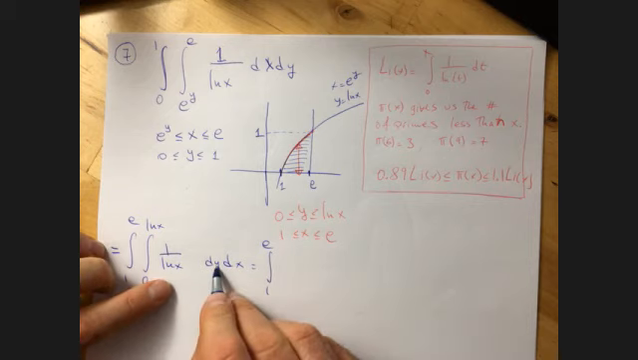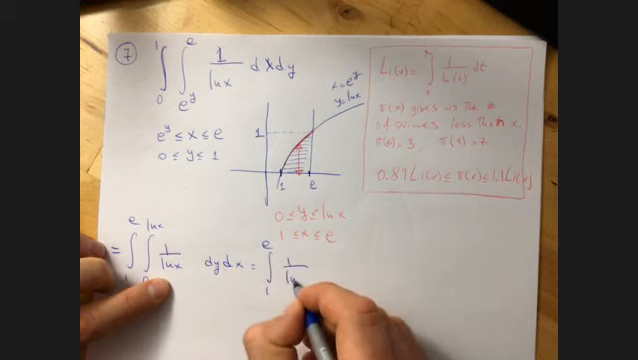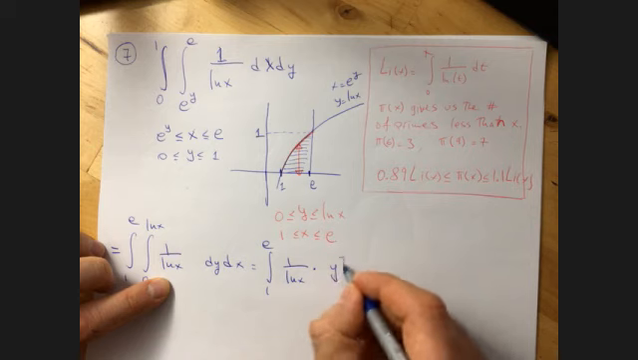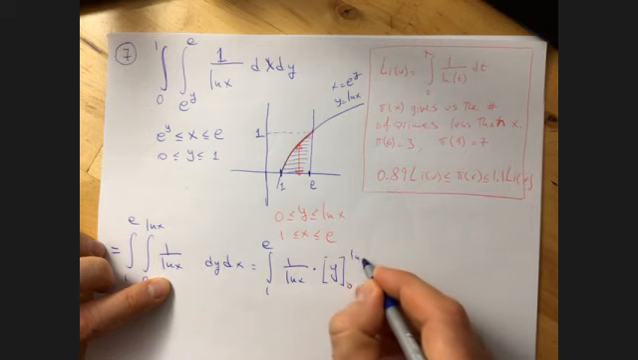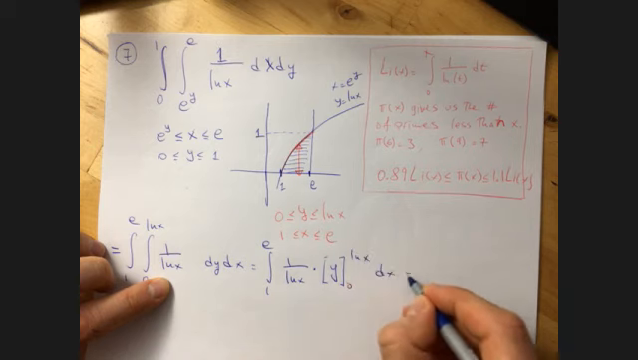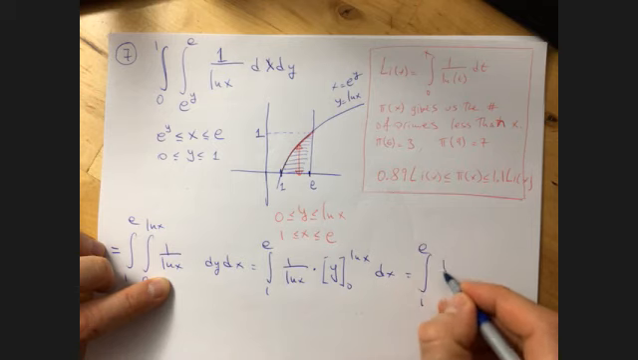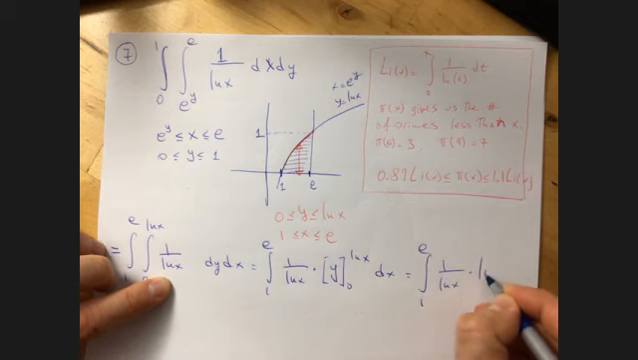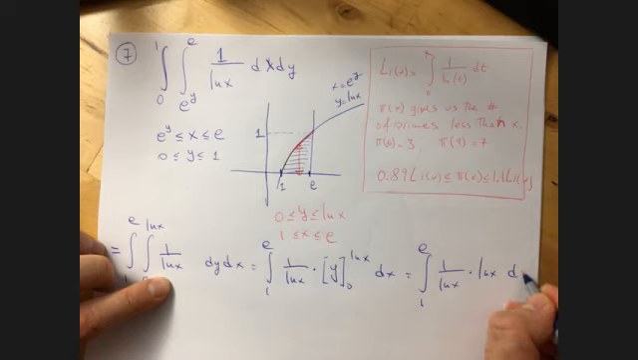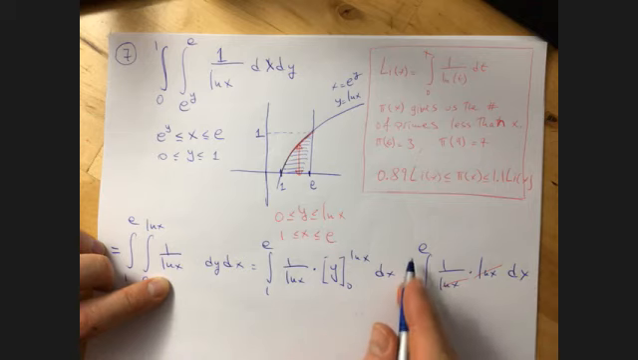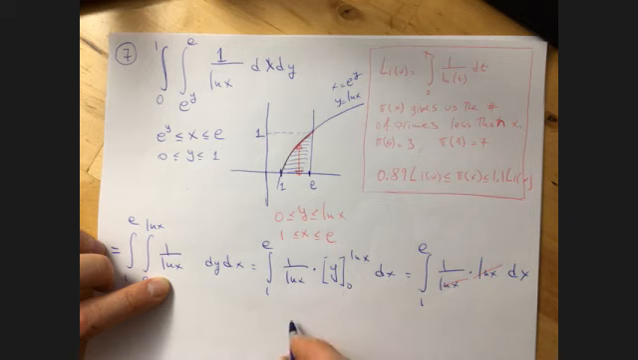I integrate first with respect to y, so I keep 1 over ln of x as a constant, times y from 0 to ln of x dx, which is the integral from 1 to e of 1 over ln of x times ln of x dx. These two cancel. The integral of dx is just x evaluated at the boundary from 1 to e. The answer is e minus 1.